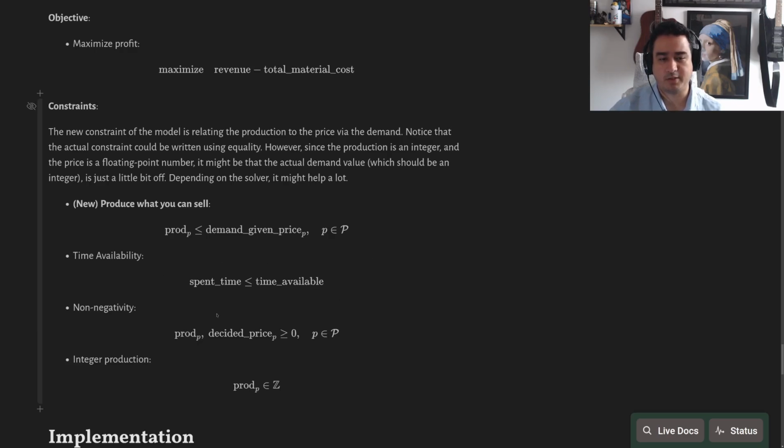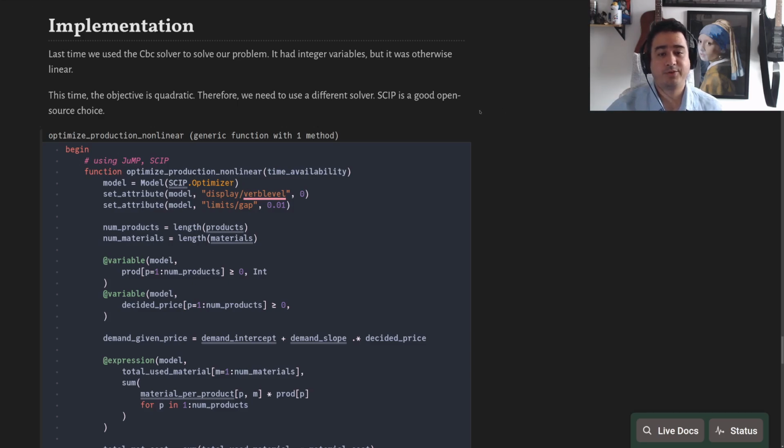So the rest of the variables are still pretty much the same. The time availability has not changed. The non-negativity of the price as well. And the integer production, we don't have an integer price. The price is floating point. So let's talk about implementation now.